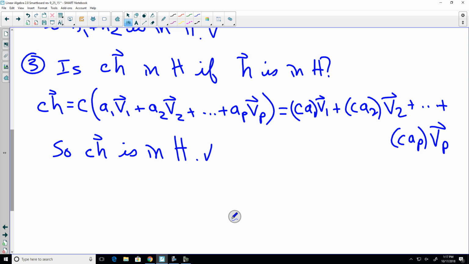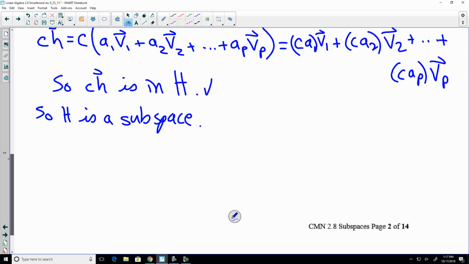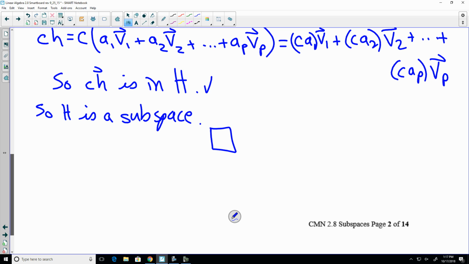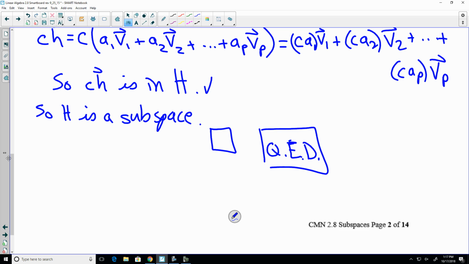So all three were satisfied. So H is a subspace. And when you finish your proof, a lot of times you just draw a box at the end. Some people draw a box and write QED in it. QED is the first letters of a Latin phrase that means this is proven, basically, or something like that.